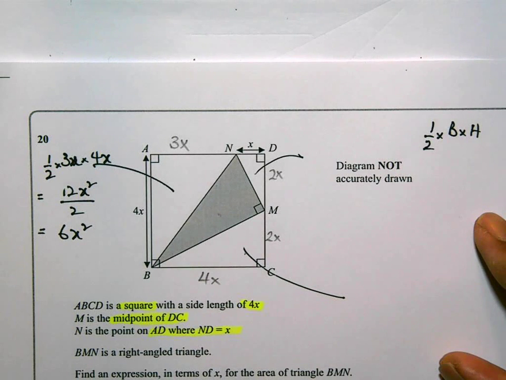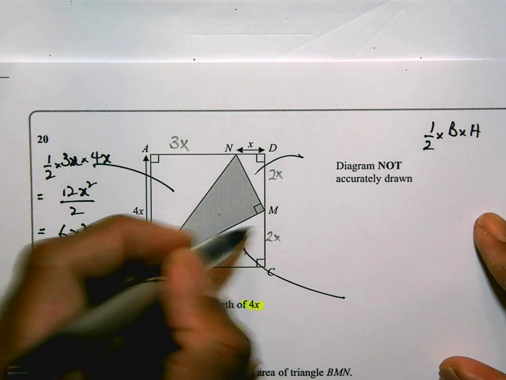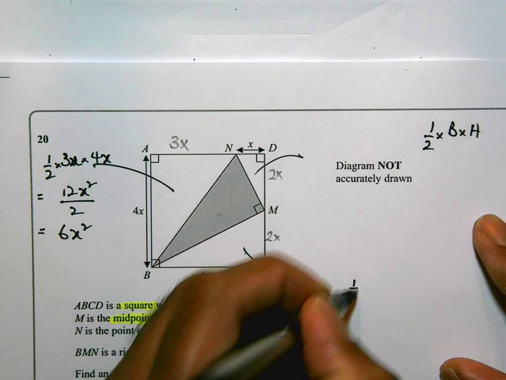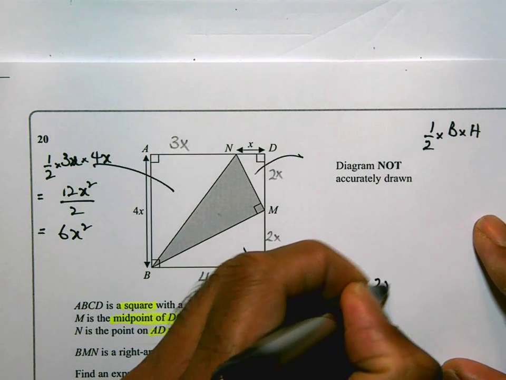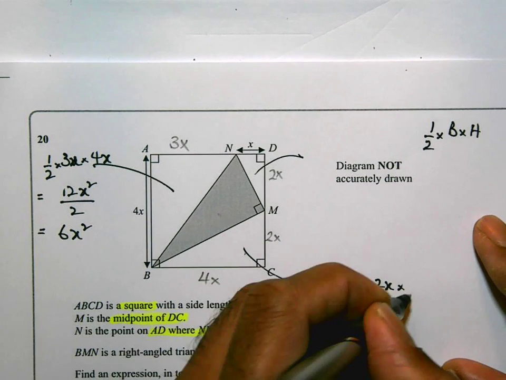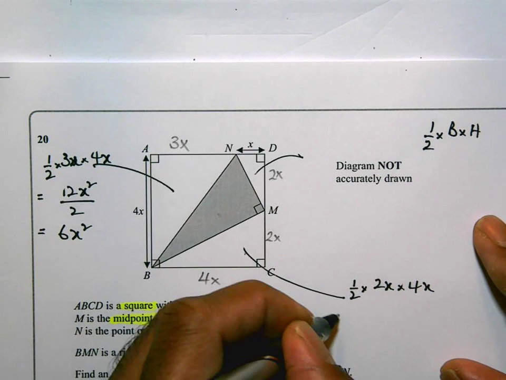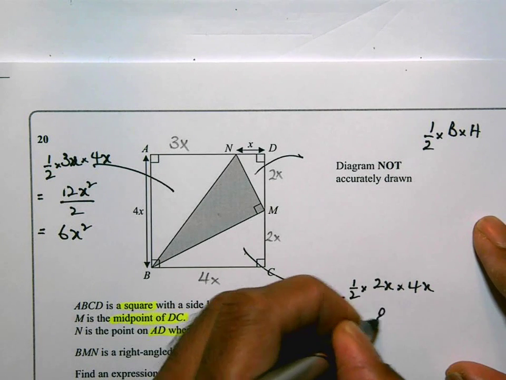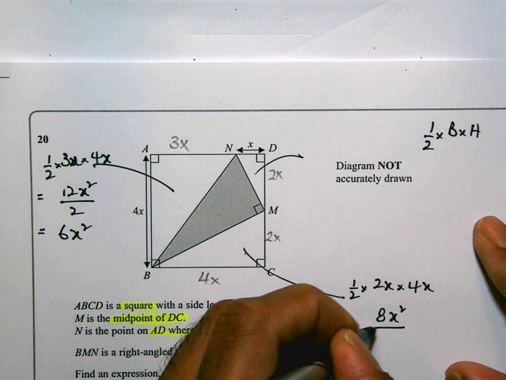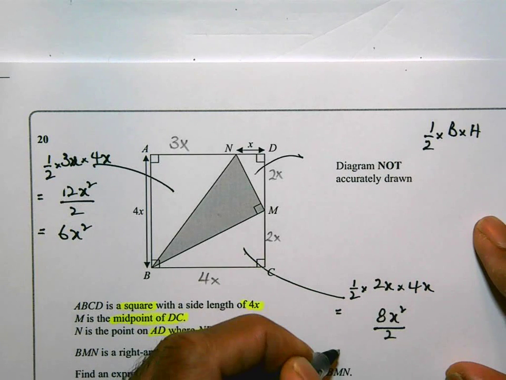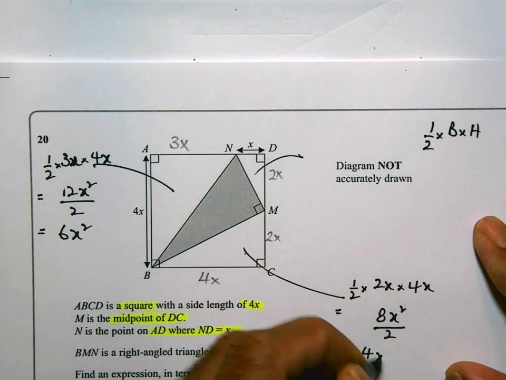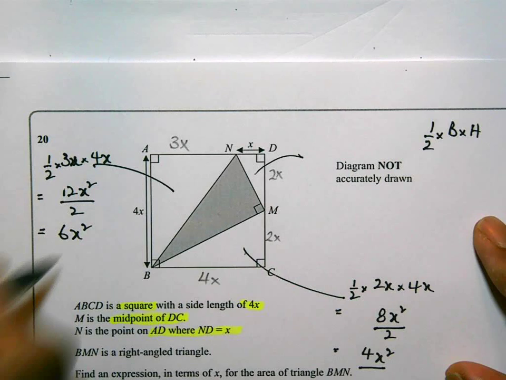The area of this one at the bottom here is going to be a half times 2x times 4x. 2 times 4 is 8. That's 8x squared divided by 2 is 4x squared. That's the area of that triangle over there.